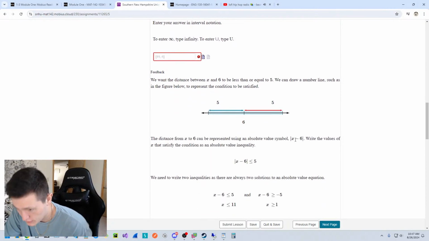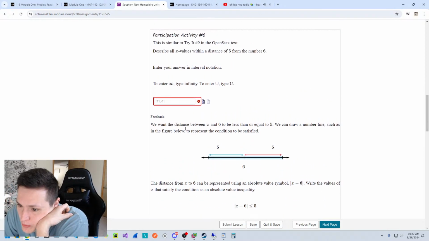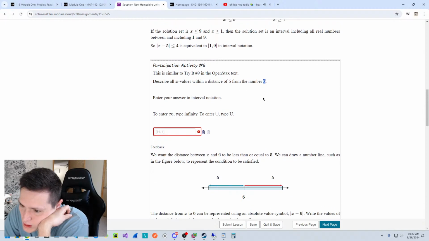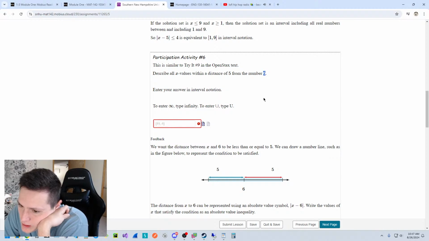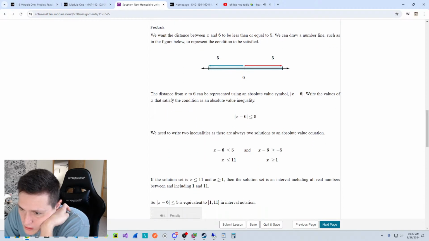Alright, I need to understand this. Basically, we want the distance between x and 6. So, describe all x values within a distance of 5 from the number 6. So we're starting from 6, really, and we need a distance of 5 from 6. I wrote it out wrong. We want the distance between x and 6 to be less than or equal to 5. We can draw the number line as in the figure.